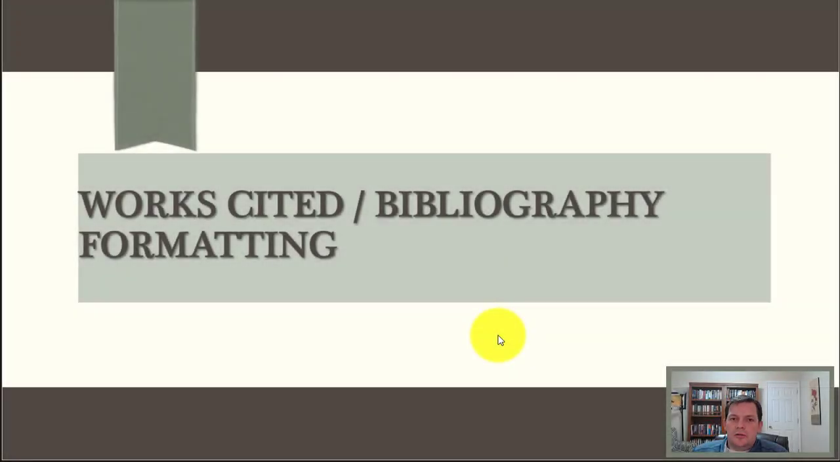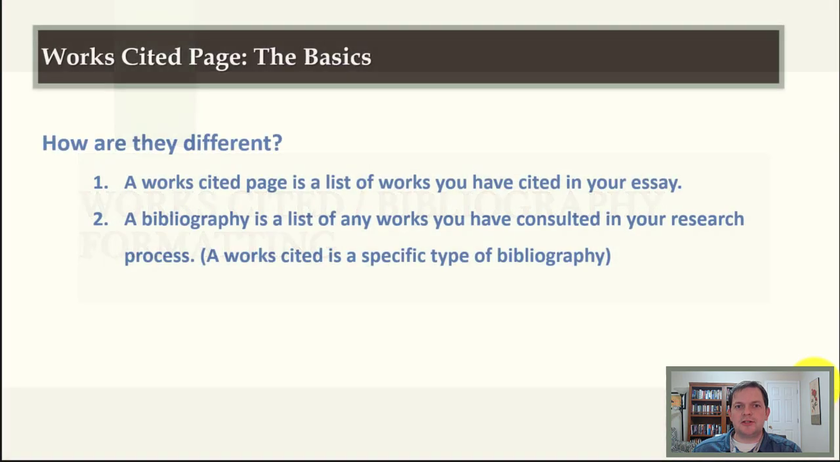Let's now talk about works cited and bibliography page formatting. The first question we need to answer as we approach this is, what's the difference between a works cited page and a bibliography page? Well, basically, a works cited page is a list of works that you have cited or referred to in your essay. A bibliography page is a list of any works you have consulted in your research project.